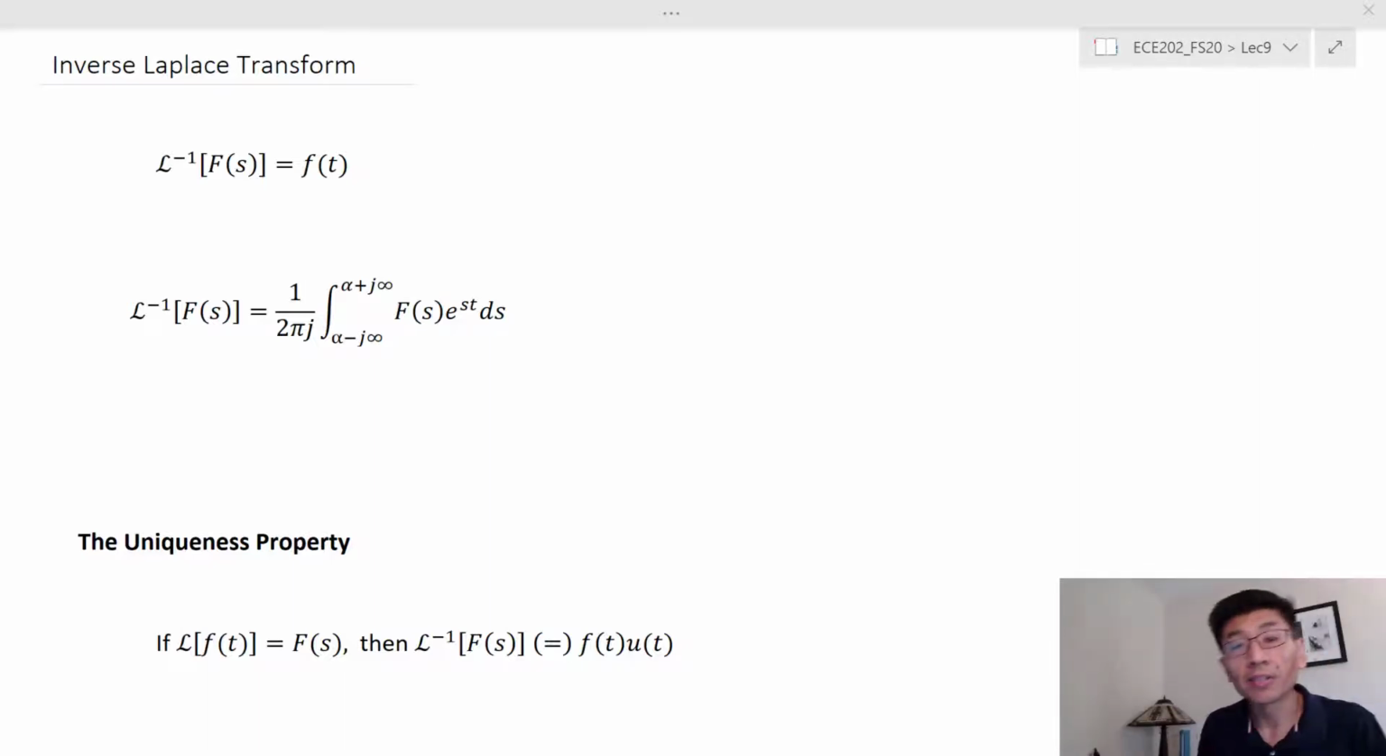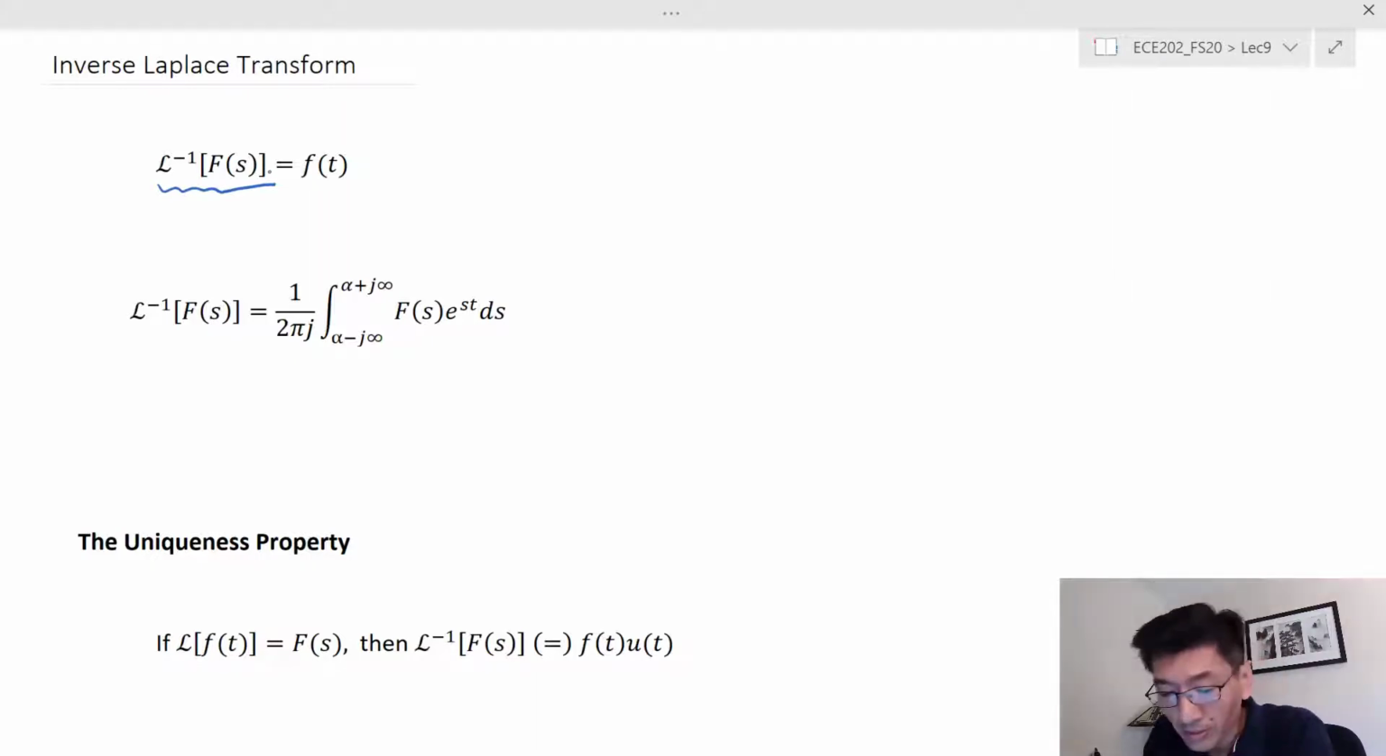Let's look at the inverse Laplace transform. The inverse Laplace transform is denoted by the script L to the power of -1. That's the inverse Laplace. It's a notation. And so it is a function of time. So we're still using f(t) for the function of time and capital F(s) for the transform. So the inverse Laplace transform of F(s) is f(t). That's what the first equation says.